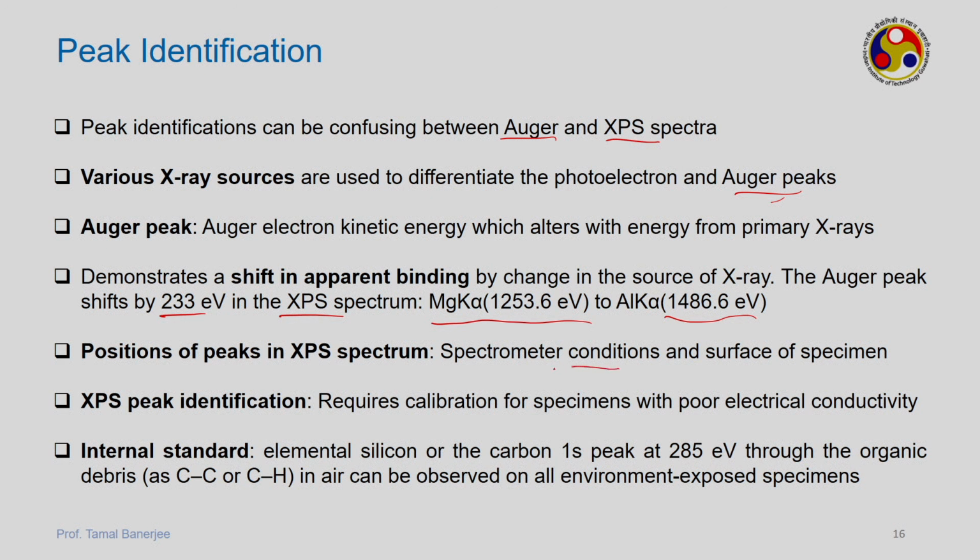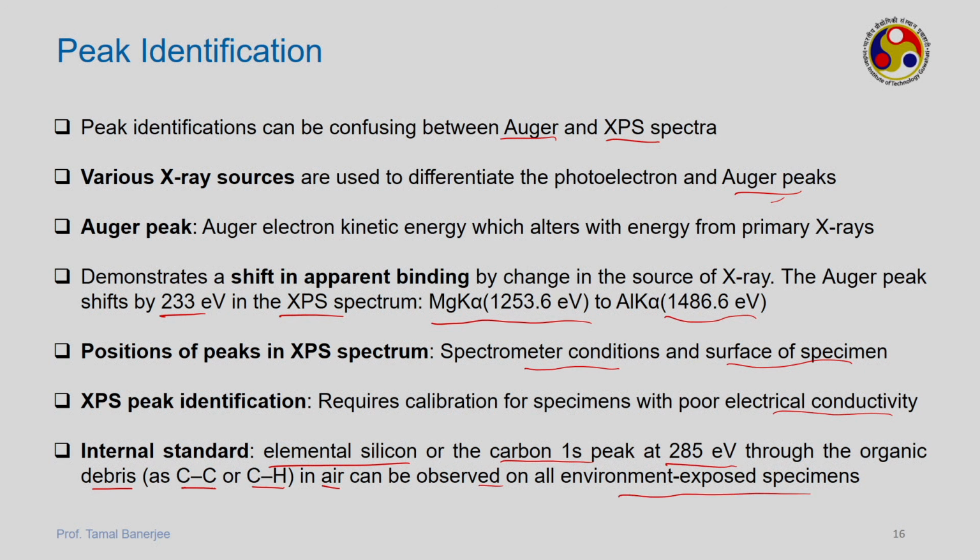It will depend on the spectrophotometer condition and on the surface of the specimen. And XPS peak identification requires calibration for specimens with poor electrical conductivity. There is some internal standard, for example, elemental silicon or the carbon 1s peak at 285 electron volts from organic debris such as carbon and hydrogen in air, which can be observed on all environment-exposed specimens.